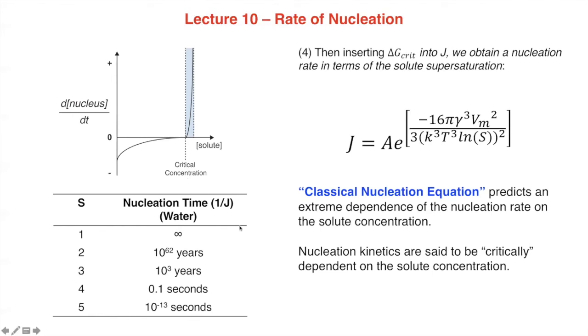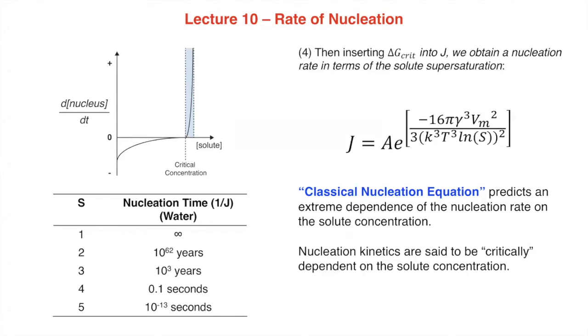And to give you a sense of this, you can take the surface tension for water in the gas phase, which is pretty well known, and calculate what the nucleation kinetics would be at a given value of supersaturation. And you can see here a huge variation in how fast nucleation occurs.